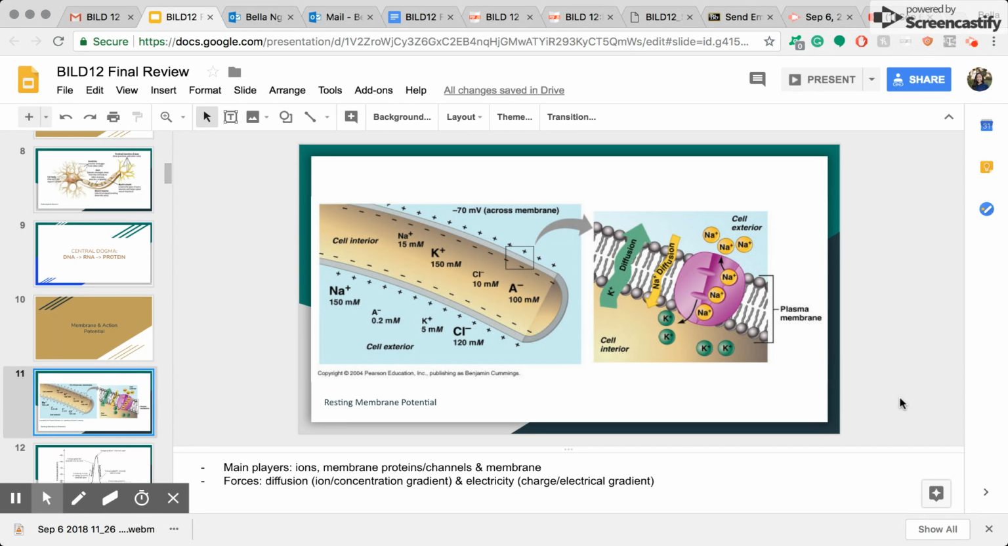Just to get to the point, the two forces you need to know: diffusion and electricity. So diffusion, concentration gradient; electricity, charge gradient.